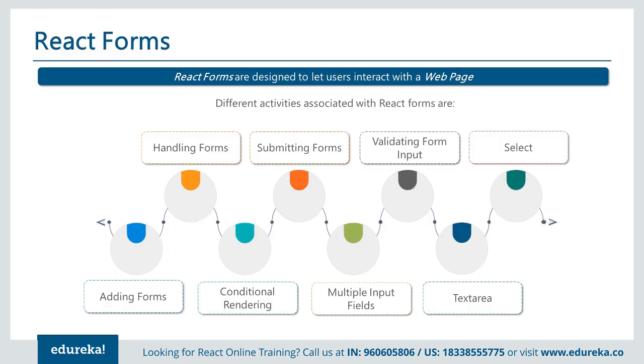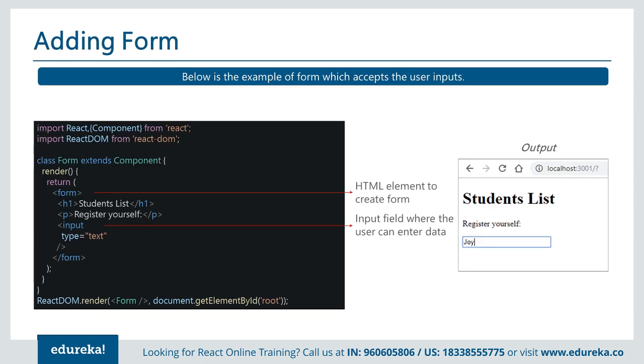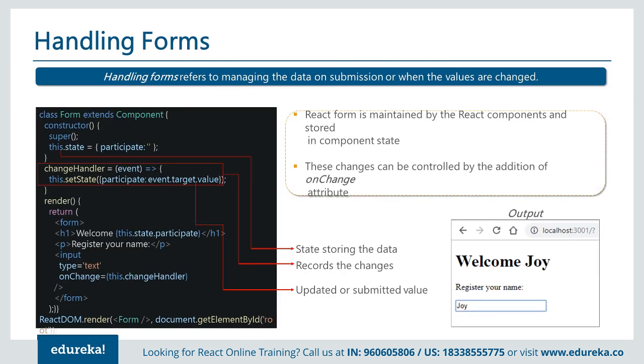Particularly, React forms are designed to handle user interaction with a web page. Different activities associated with React forms are adding a form, handling a form, conditional rendering, submitting a form, multiple input fields, validating a form, textarea, as well as your select boxes. These are some of the components that we do in the form. I'll pick some of them and build them for you. Below is an example of user acceptance, where we have a form tag, H1, input boxes like that. Ideally, the recommendation is that we try not to use a form tag, we develop the form like that, and we write our change handlers.